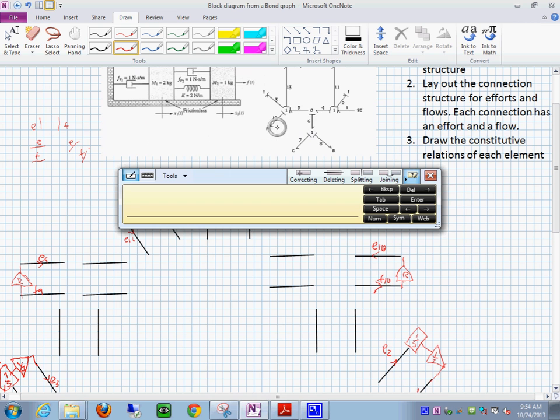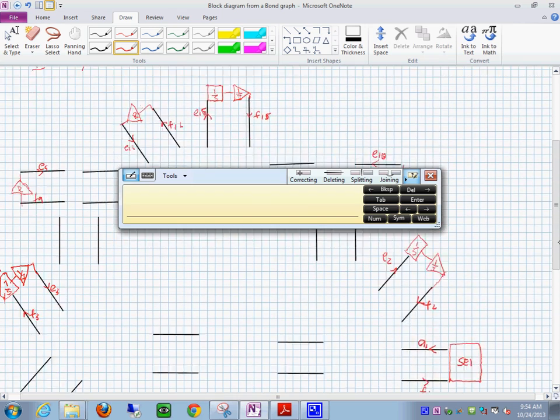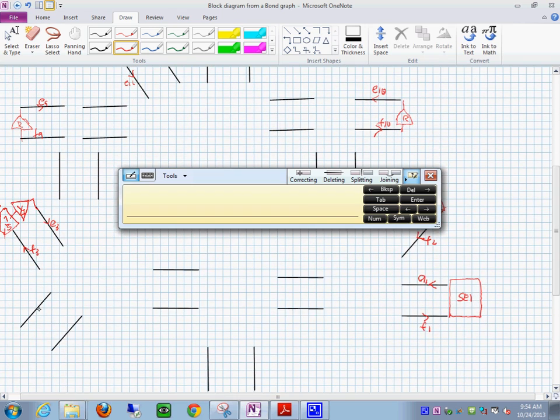And now we are about to do number 19, which is the R element, where the output is E19. So the output is E19 like this, and the input is F19. And in here you have the same situation. This would be the R element like this, R19.